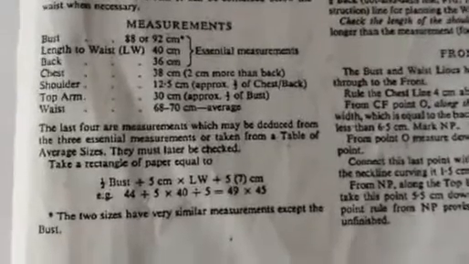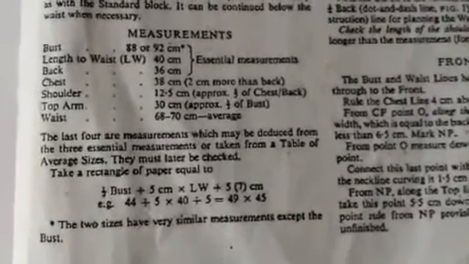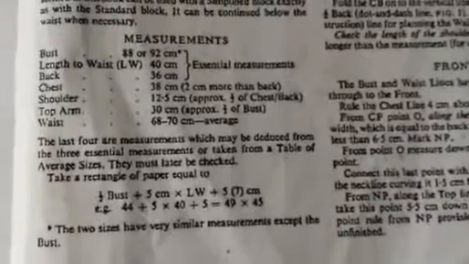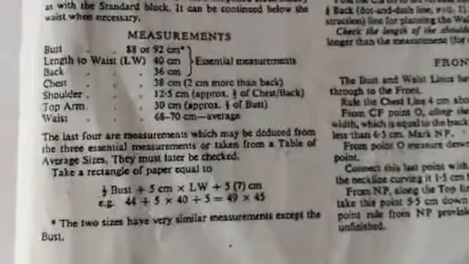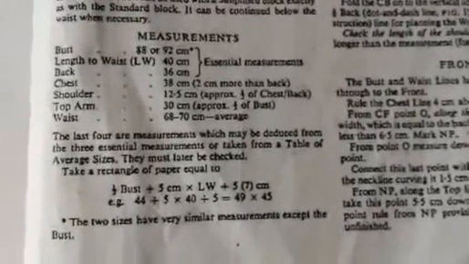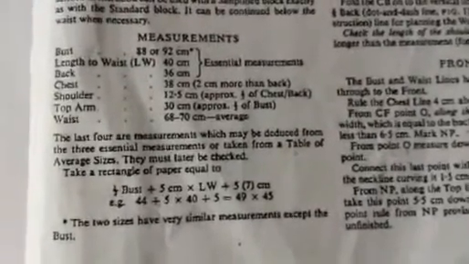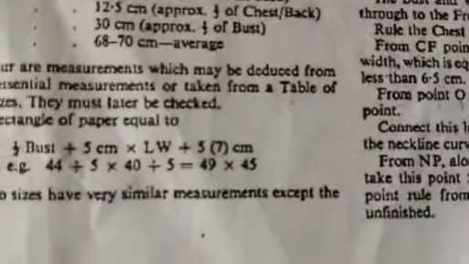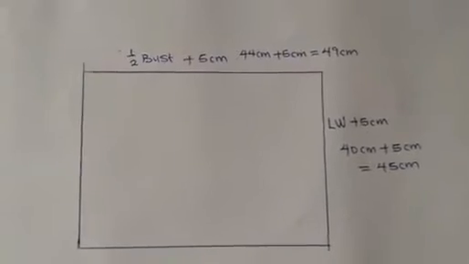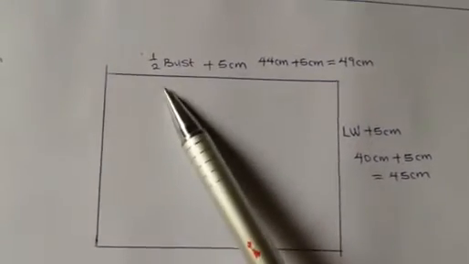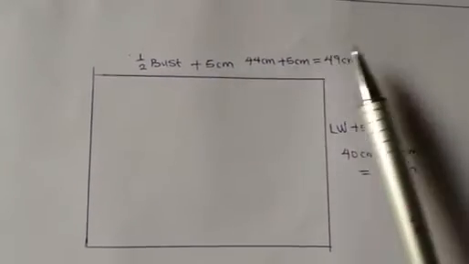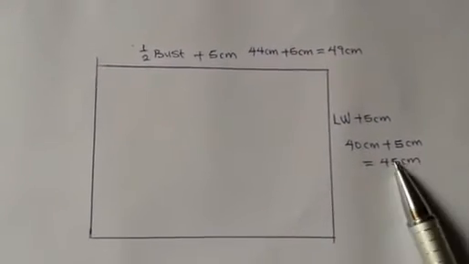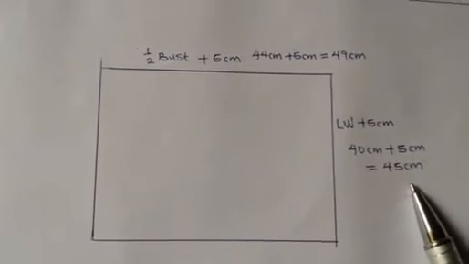So we are working with bust 88 cm. Half of 88 cm is 44 cm plus 5, that is 49 cm. And the length to waist that we are working with is 40 cm, so 40 cm plus 5, that is 45 cm. So we have a rectangle which is 49 cm by 45 cm. We have a rectangle that looks like this. Half bust plus 5: half bust is 44 cm plus 5 cm, that is 49 cm, by the length to waist plus 5. Length to waist is 40 cm plus 5 cm, that is 45 cm.